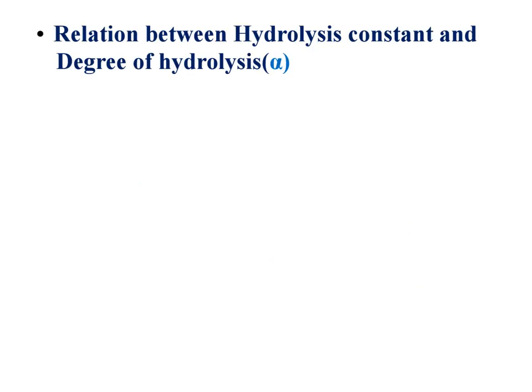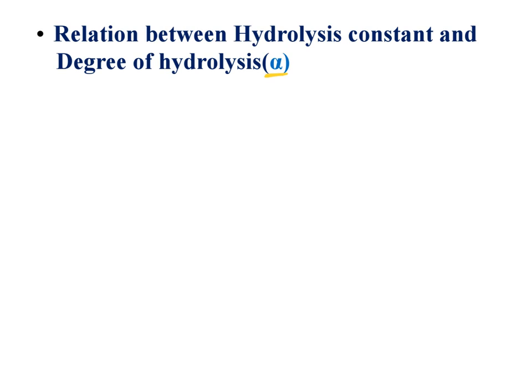Relation between hydrolysis constant and degree of hydrolysis alpha. Degree of hydrolysis is the fraction of the total salt at equilibrium condition, how much fraction of the salt is involved in the hydrolysis. That we call the degree of hydrolysis.